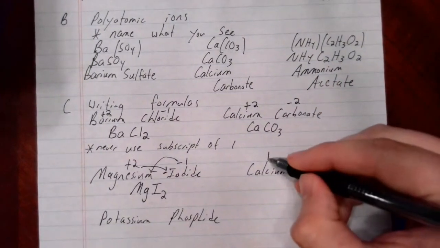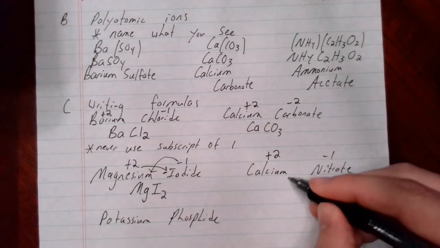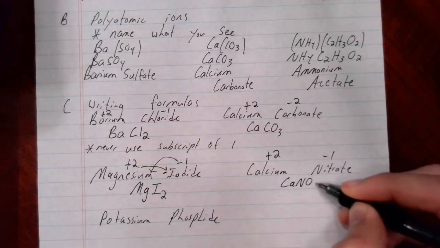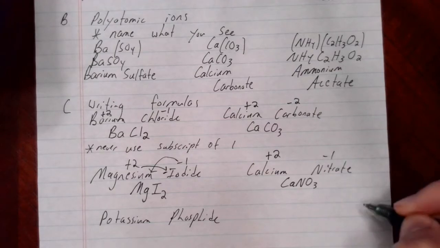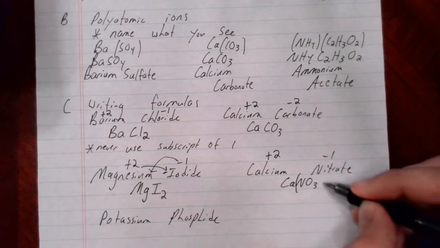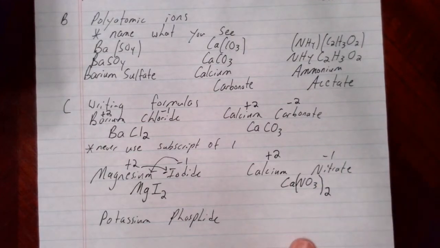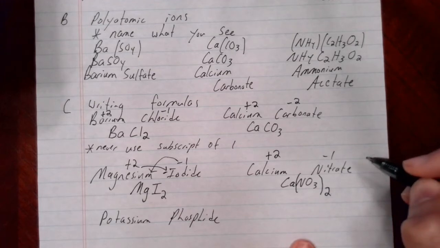So calcium is +2, nitrate's -1. Go and get the symbols down there, CaNO3. I flip the charges and write them. Here's our extra rule though. If a polyatomic ion needs a subscript, you have to put it in parentheses. Okay, so there's our correct answer.